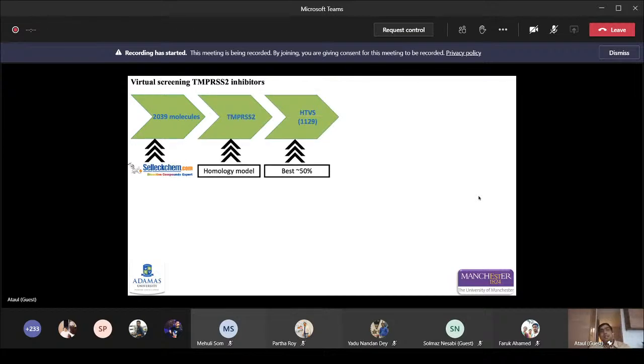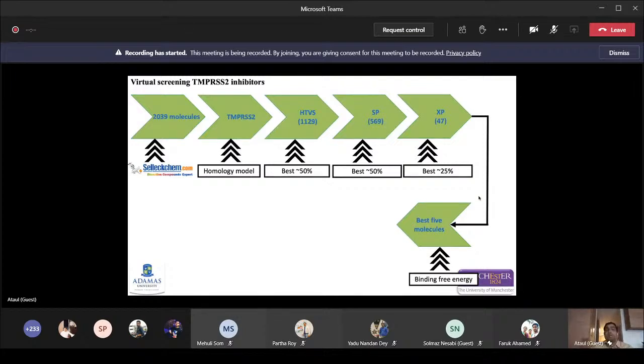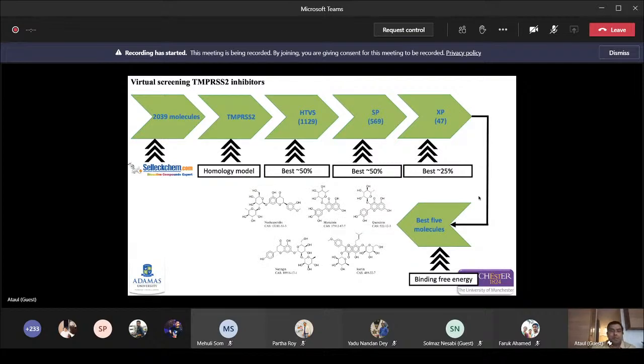Then we go for the virtual screening workflow. First high throughput virtual screening, then standard precision docking and XP docking. After HTVS we consider 50% and SP 50%, and finally XP 25%. These percentages of selection depend on you, how you select actually. And then finally we compared the binding score of the standard control molecules and these molecules, and finally 5 molecules were found best for this study, and then we go for the dynamic simulation and in silico pharmacokinetics.